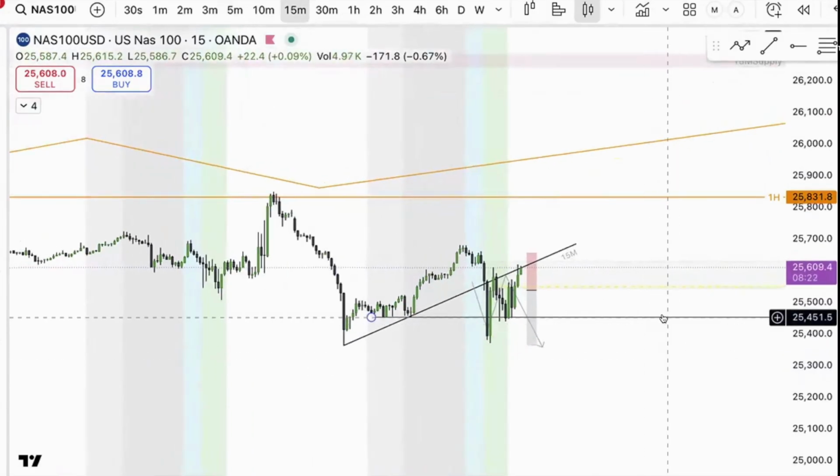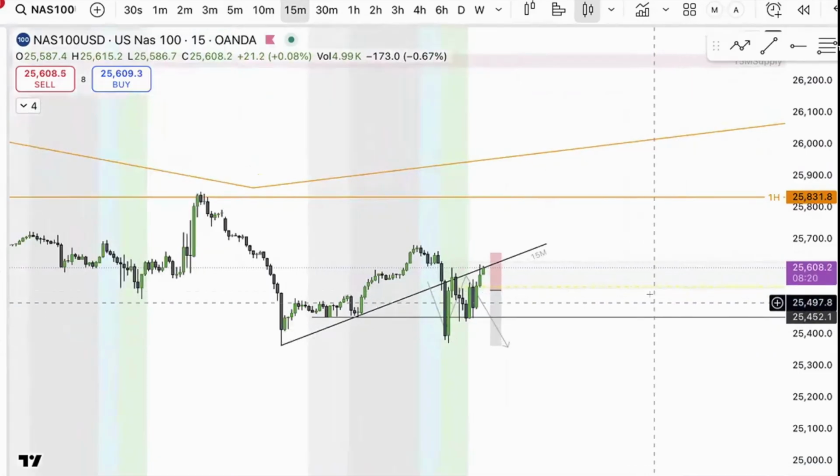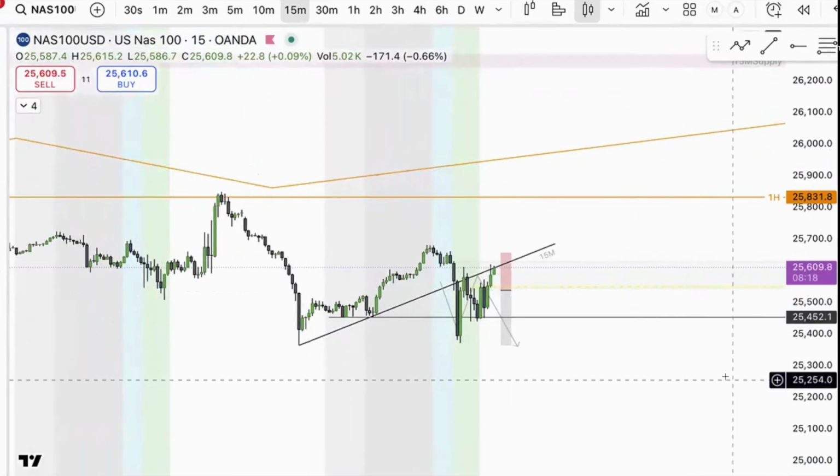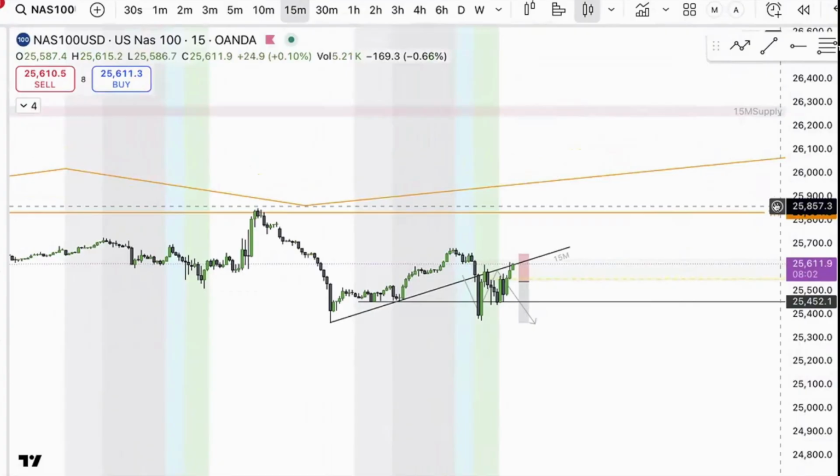We were in a risk-free trade, and when price took us out, we had enough to cover the commission. So you always want to secure some profit along the way.